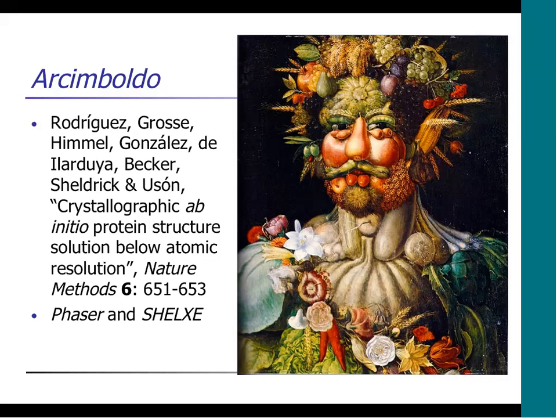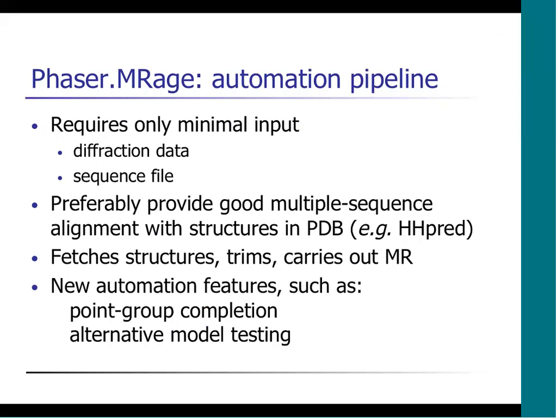Okay, getting back to automation, aside from the automation that we can do within Phaser itself, there's a new Phaser MRage automation pipeline, which is good for novice users because it requires only very minimal input. At a minimum, what you need is the diffraction data and a sequence file, and then it can go and compare that sequence file to what's in the Protein Data Bank. For a difficult case, it's better if you provide it with a good multiple sequence alignment instead of using CLUSTAL-W or BLAST. So if you use HHpred to get a good multiple sequence alignment with structures in the PDB, that'll be a better starting point. From that point, though, MRage fetches structures from the PDB, trims them according to the sequence alignment, and carries out the molecular replacement.